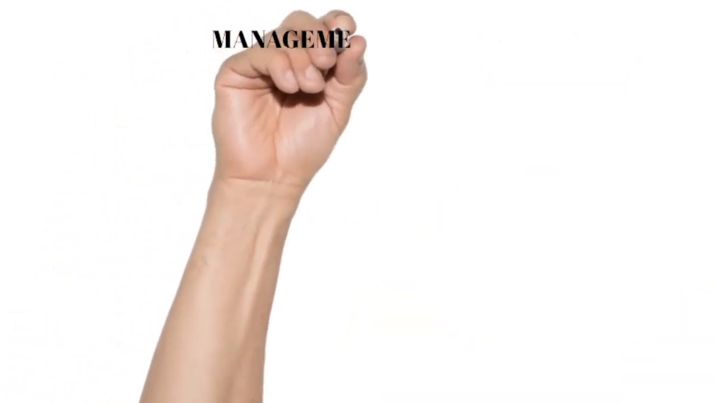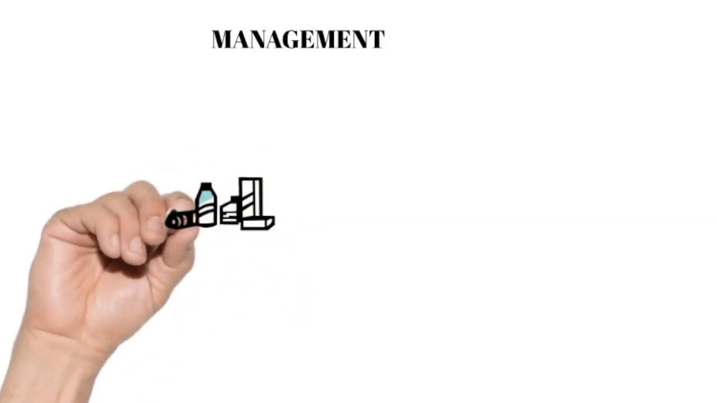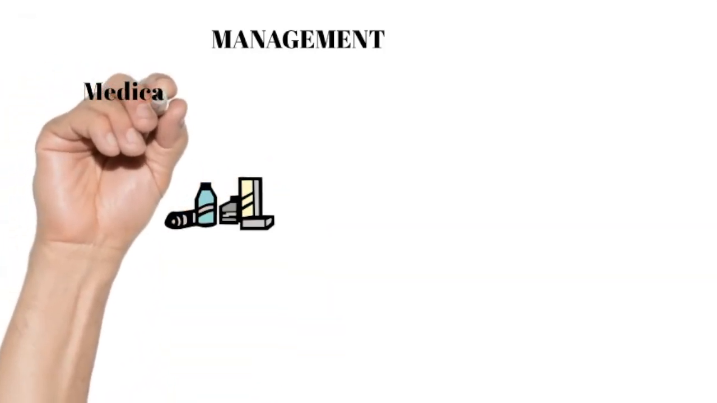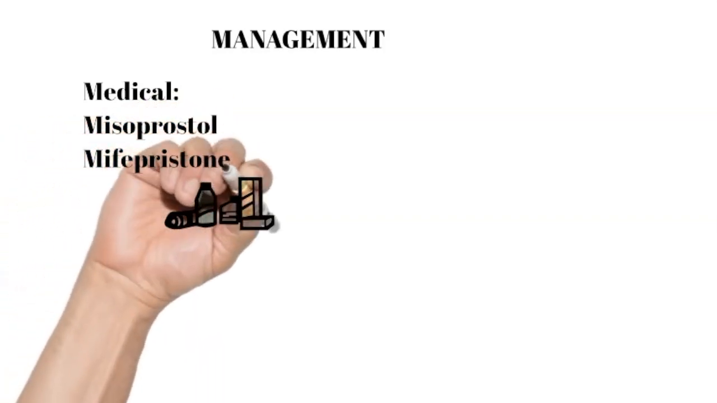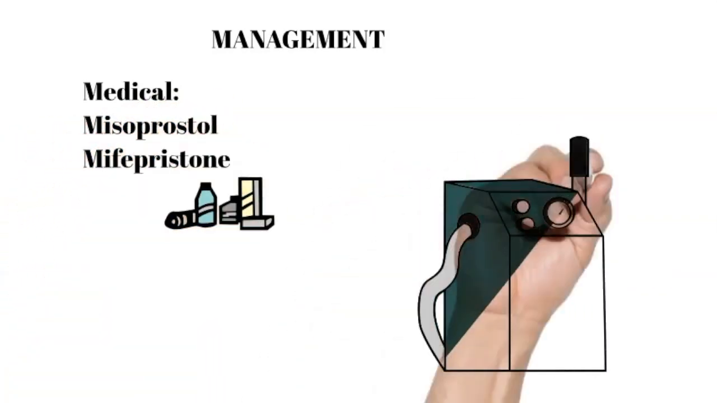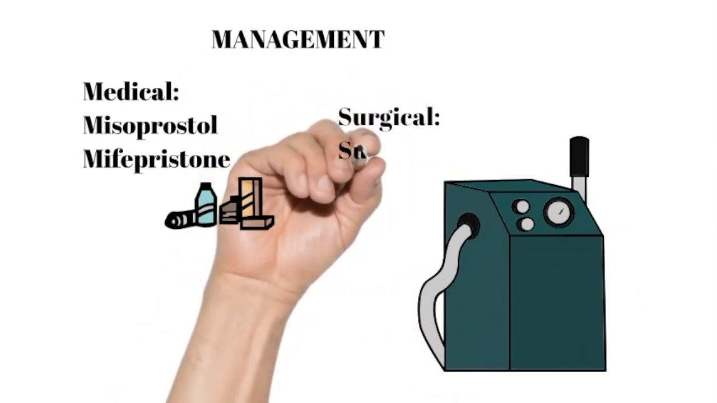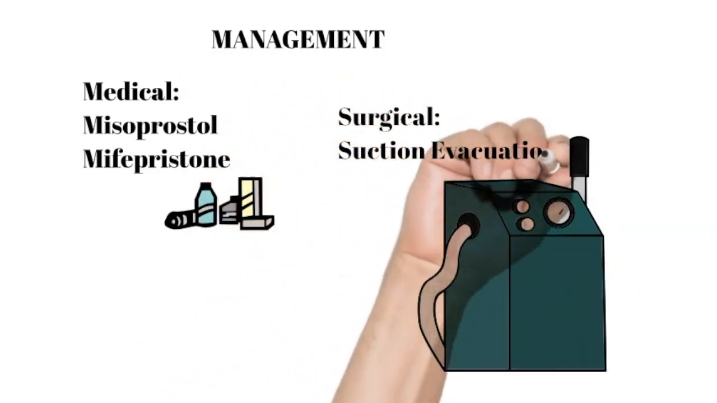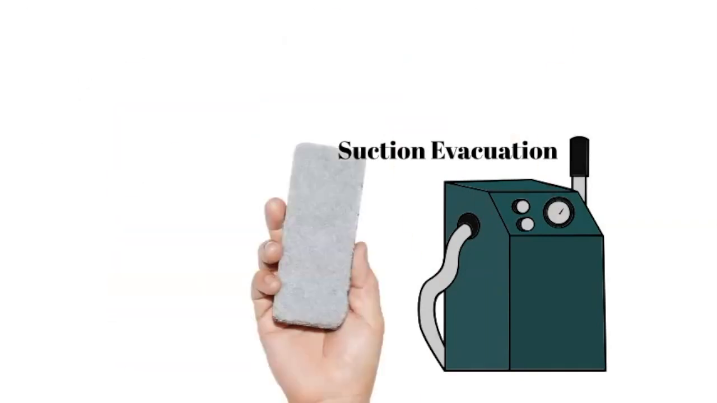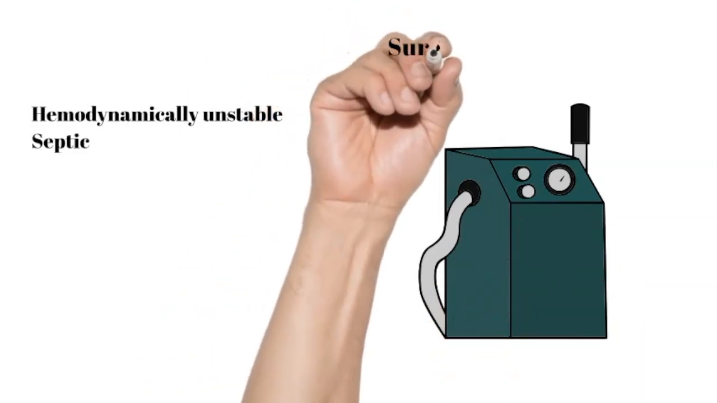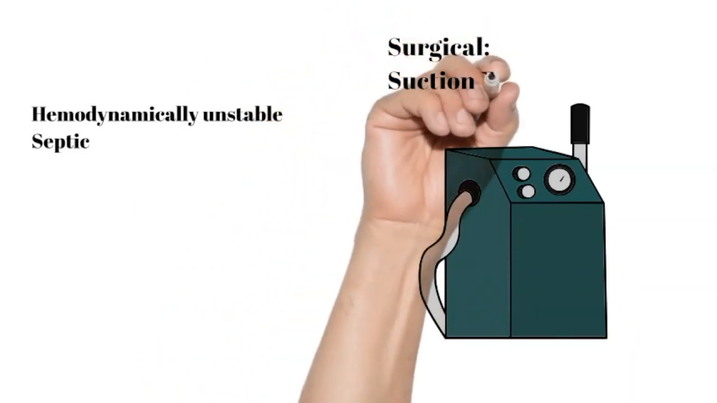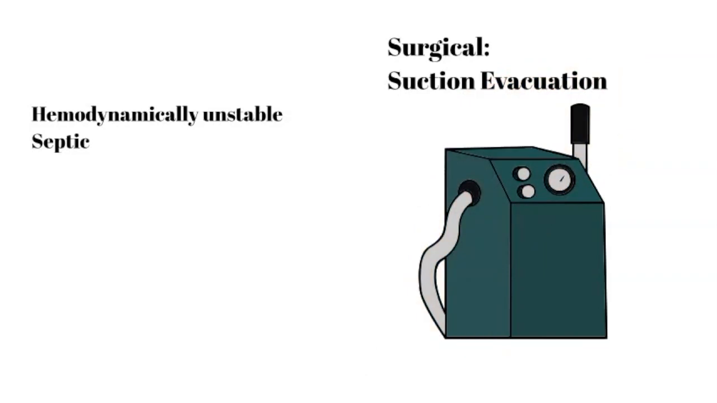Now we come to the important stuff, which is management. We can divide the management into medical, which includes misoprostol and mifepristone, or surgical, which is what we call suction evacuation, commonly known as D&C. There are two special situations where you don't have the time to use medical management. Those situations are if the patient is having a septic miscarriage or in case of a hemodynamically unstable patient. In those situations, you have to use surgical management.